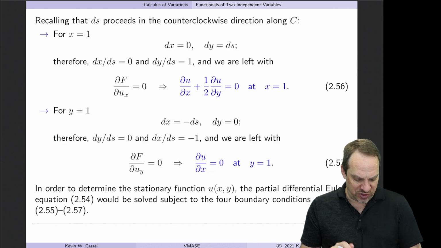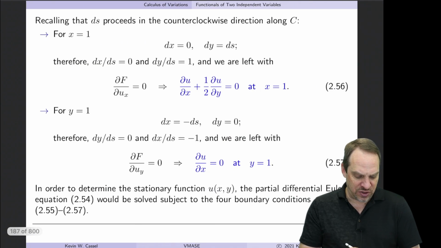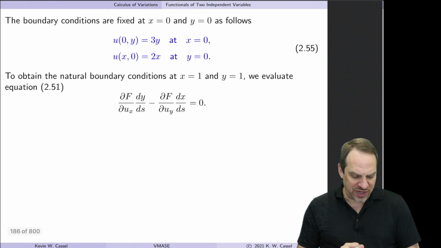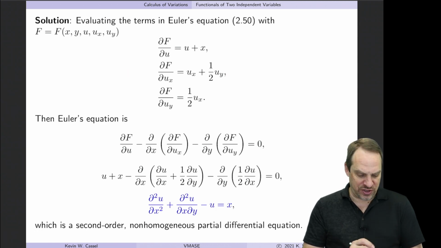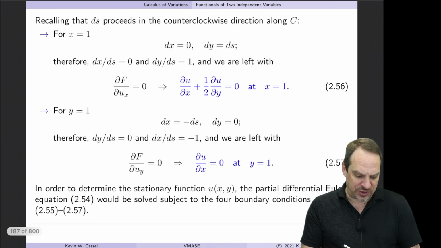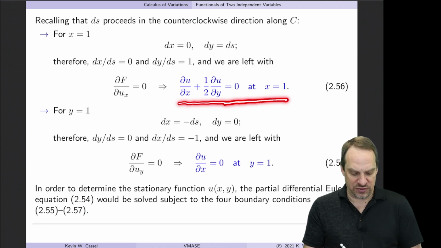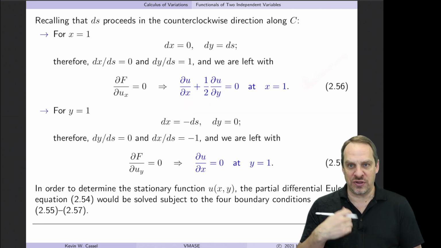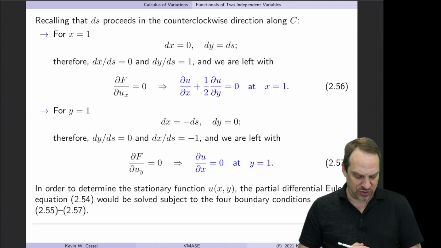So we're left with just this term here is equal to 0. So we have partial f partial u sub x times 1 is equal to 0. Well, we have partial f partial u sub x. We evaluated that back here to get our Euler equation. So that's u sub x plus a half u sub y. So that's partial u partial x plus a half partial u partial y is equal to 0 at x is equal to 1. So that is our boundary condition, natural boundary condition, along the vertical right side of our domain.